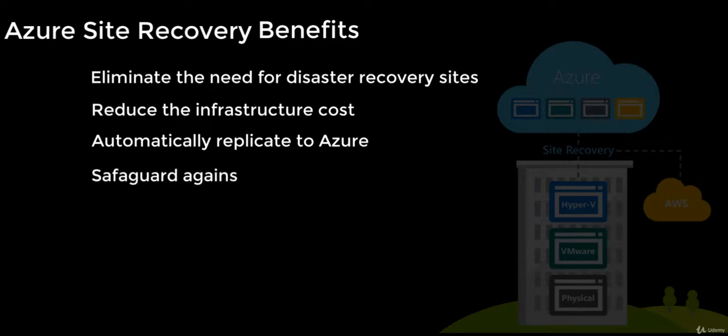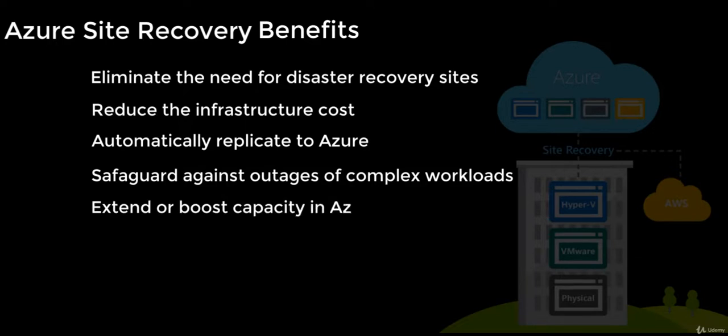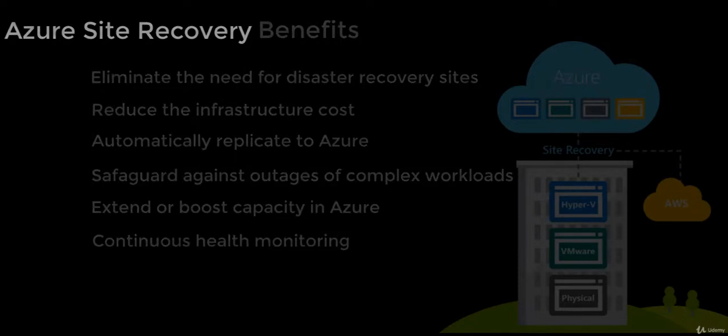You can protect complex workloads like SQL Server, SharePoint, SAP, and Oracle. You can also extend and boost the capacity, like applications can be migrated to Azure with just a few clicks, or burst to Azure temporarily when you encounter a surge in demand. It's important to do continuous health monitoring. Site Recovery will monitor the state of your protected instances continuously and remotely from Azure. So when you're replicating between two sites you control, your virtual machine data and replication remains on your networks. All communication with Azure is encrypted.